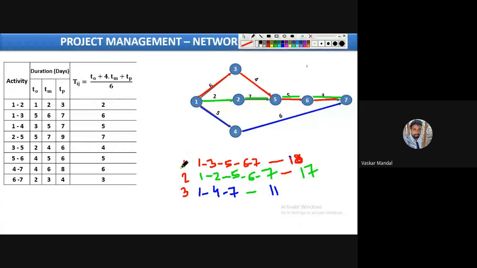1, 3, 5, 6, 7, first one, 18, ma'am, because this is the longest path, right? So our critical path is this one, red. Clear? So from here, now tell me what are the critical activities.